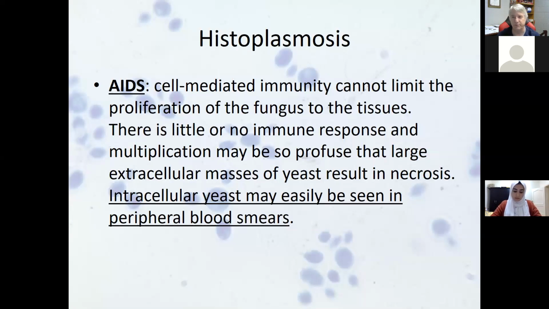So when we think of histoplasmosis, one thing, the reason I asked you if you had heard of it before, is because one of the things that definitely arises is for the AIDS patient. The AIDS patient loses their cell-mediated immunity. The fungal infection rages on. There's nothing that patient can do to stop it. There's little or no immune response. You get these large extracellular masses of yeast with necrosis. Intracellular yeast may easily be seen in peripheral blood smears.